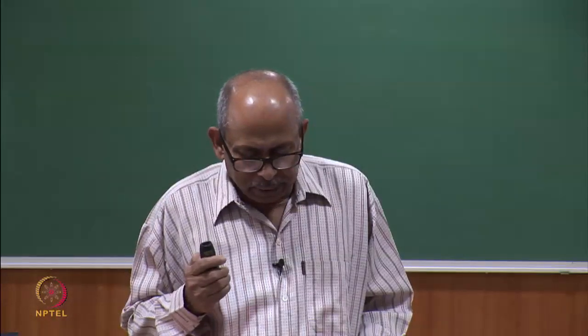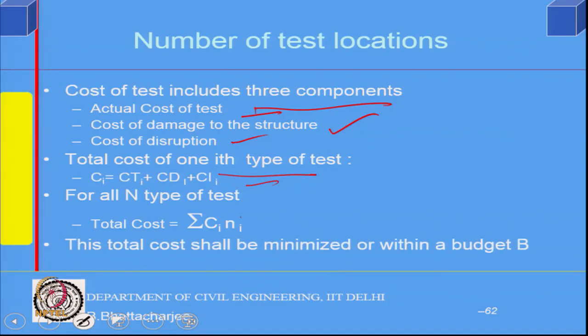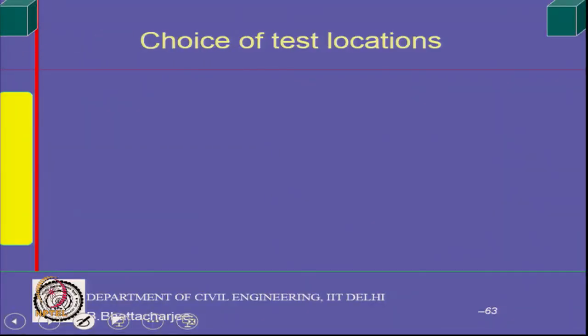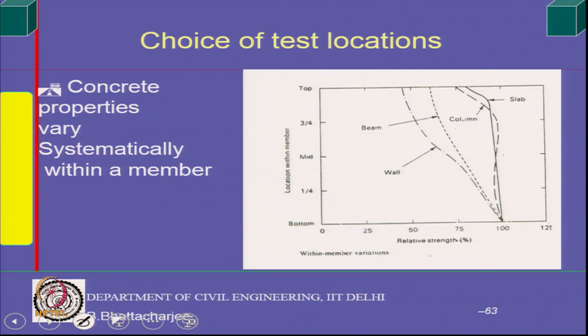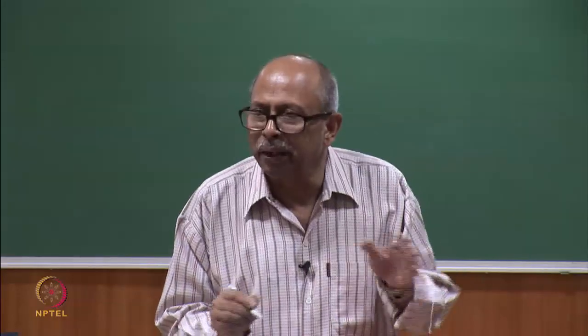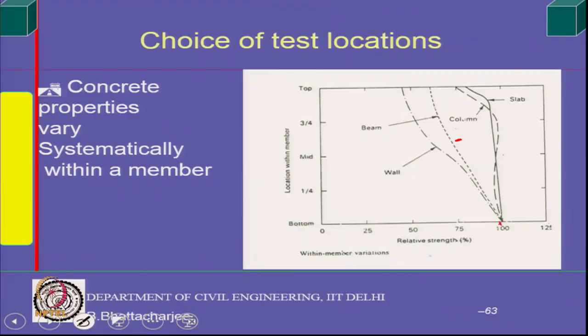Okay, so that is what it is. Now, this is the cost aspect that I was talking of. So, total cost should be within the budget. Then test locations. Now, I said concrete strength varies systematically in concrete. For example, if you see typically for a column, strength at the bottom, if I assume it to be 100%, the variation is much less at the top. So, this is top, this is bottom, this is mid height, 3/4 height, 1/4 height, etc.